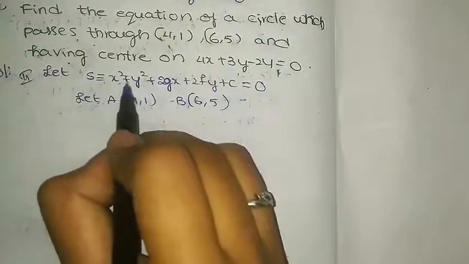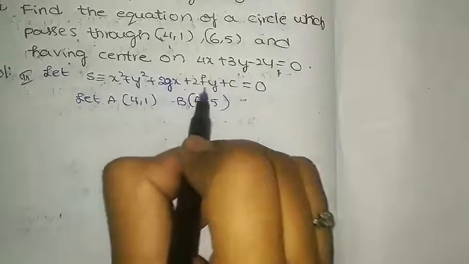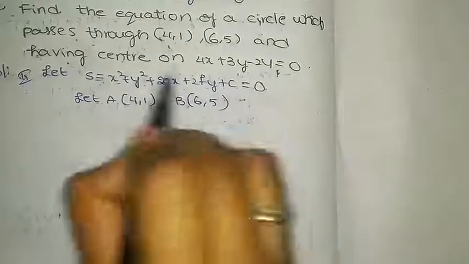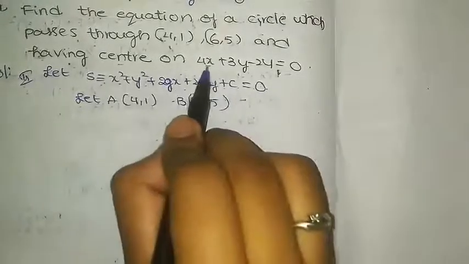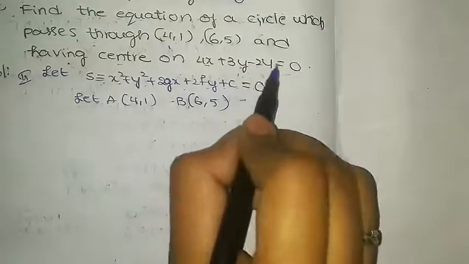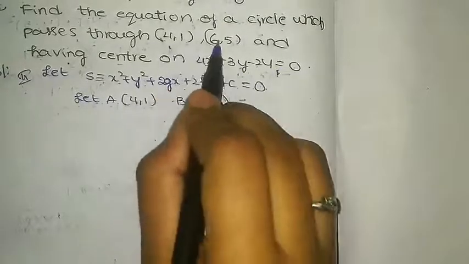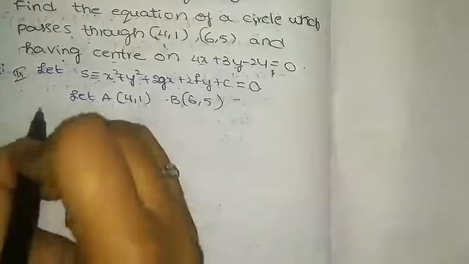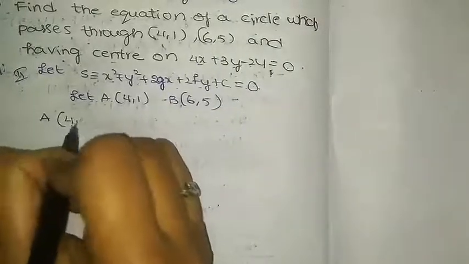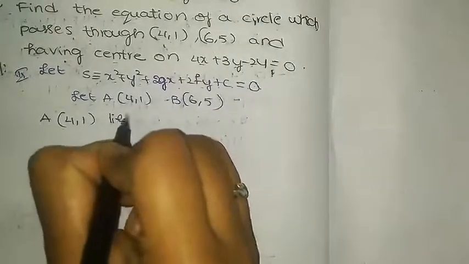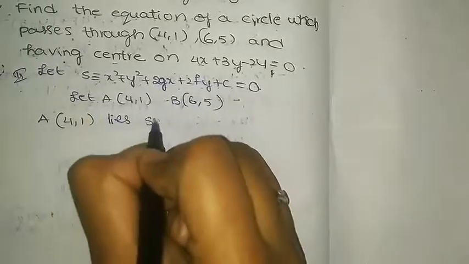So let S equal to x square plus y square plus 2gx plus 2fy plus c is equal to 0. Given that the center is passing through the line 4x plus 3y minus 24 is equal to 0. And they gave two points which lie on the circle. So A (4, 1) lies on S equal to 0.